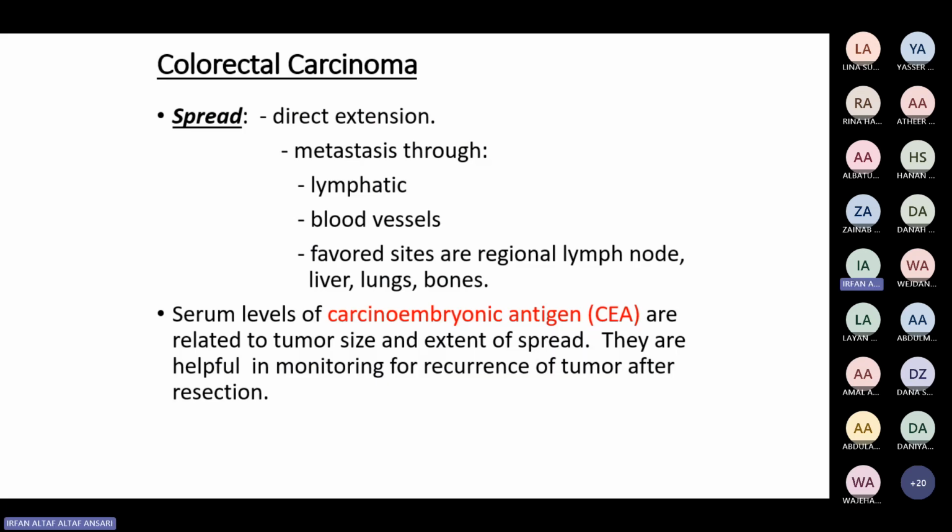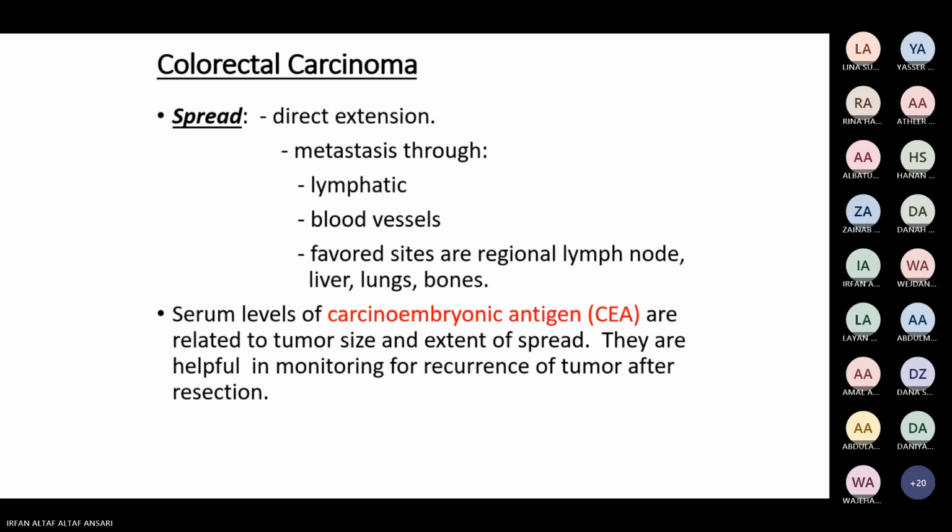Spread of the colorectal carcinoma: it directly extends. If it is in the ascending colon, it can go down to the cecum, go up to the transverse colon, or in the sigmoid to the rectum, rectum to the anal canal. It also passes through the mucosa to the submucosa, to the muscularis, to the serosa. It also goes through the lymphatics to the lymph nodes, and through the blood vessels to the liver, lungs, and bone.